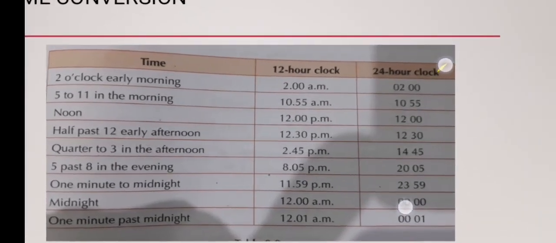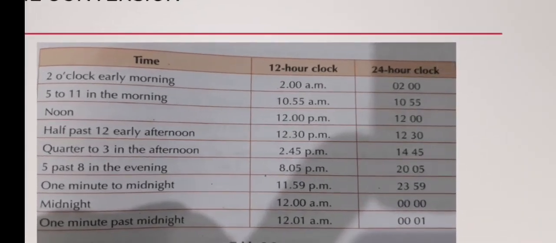Now let's have a look at this slide, which will give you a brief of conversion from 12-hour clock to 24-hour clock. The first example here is 2 o'clock early morning and it is written as 2 a.m., whereas on 24-hour clock it is written in 4 digits as 0200. In the same way, 5 to 11 in the morning on 12-hour clock can be written as 10:55 a.m., whereas on the 24-hour clock it is written as 10:55. It will be the same except we do not write AM or PM with that time.